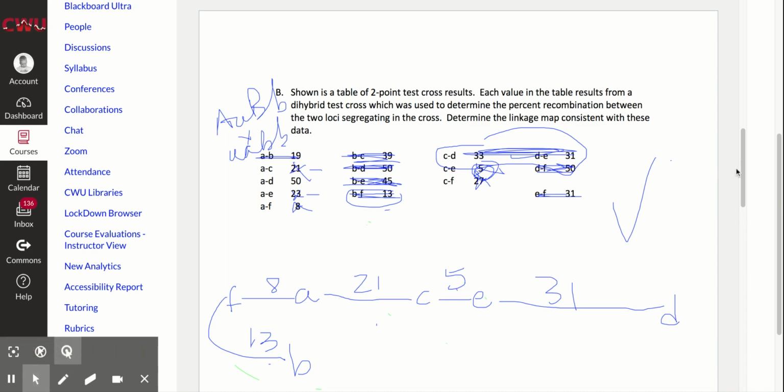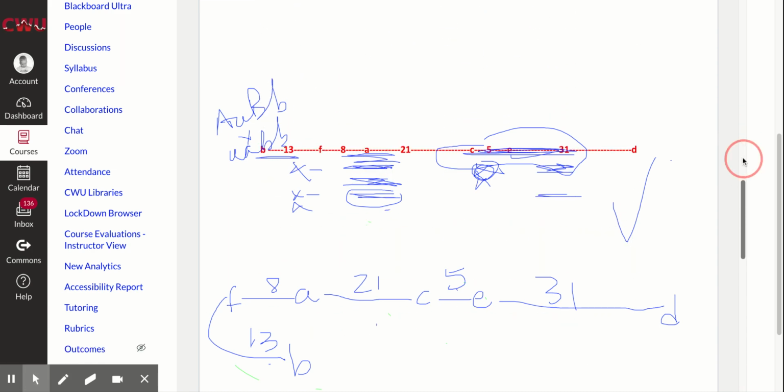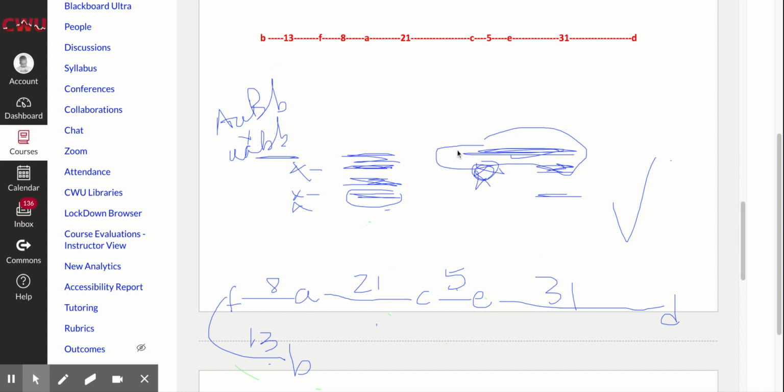And if we scroll down, that is consistent with the answer. Yes. Okay, so there's two more on this problem set for you to do for practice. So give those a try on your own and then check your answers.